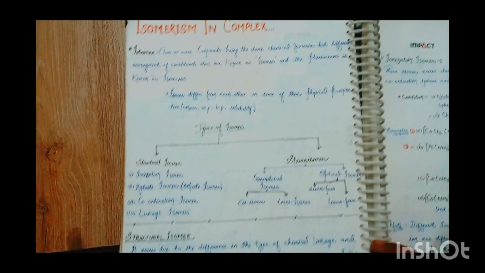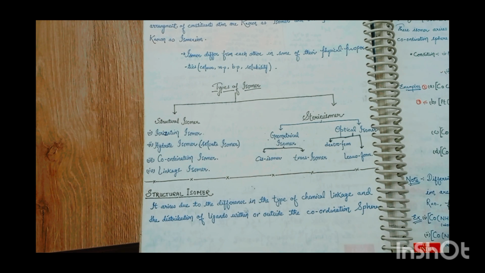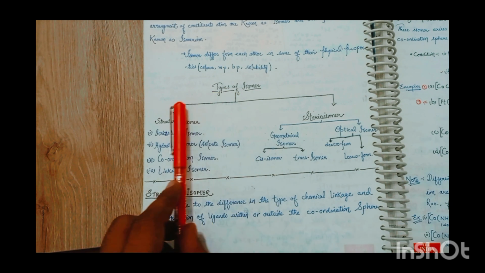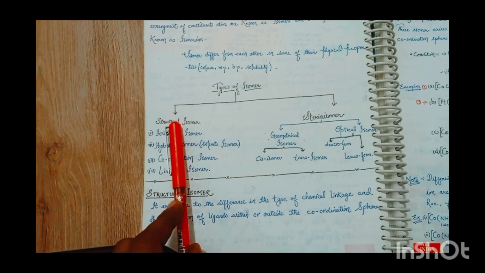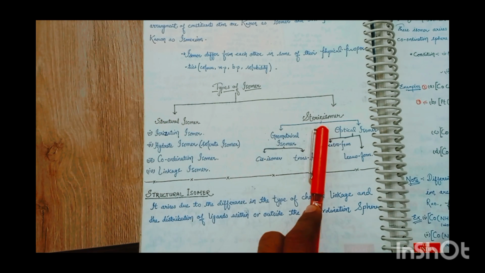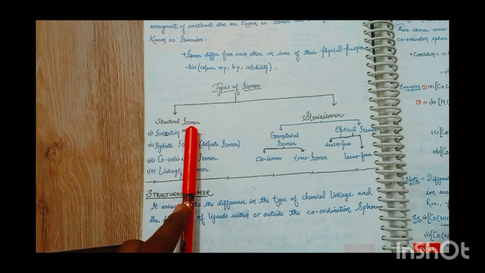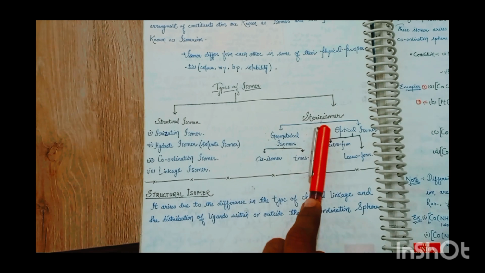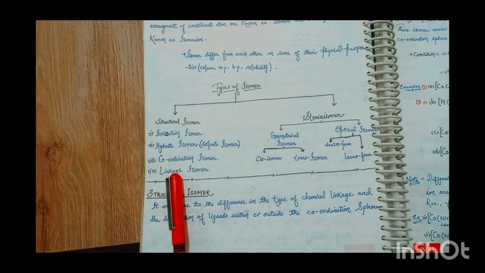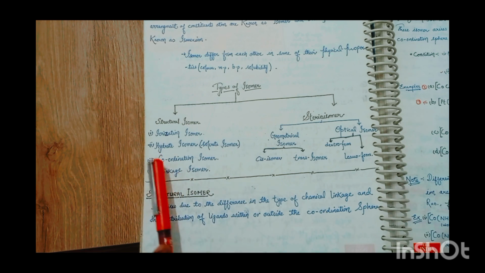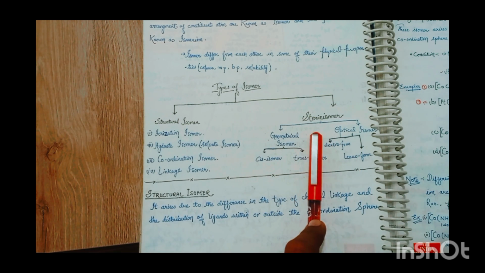Now we are going to discuss the different types of isomerism in coordination compounds. Basically, dear students, in coordination compounds we divide the isomerism topic into two different categories. The first one is structural isomer and the second one is stereoisomer. In today's video, we are going to discuss only structural isomers. If you demand stereoisomers, I will make a separate video on this.